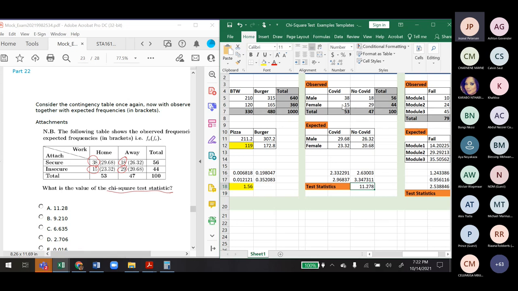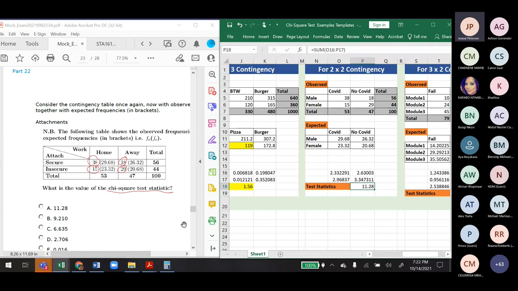Is it two decimals or three decimals? It's in two decimals. So 11.228, which is that option.